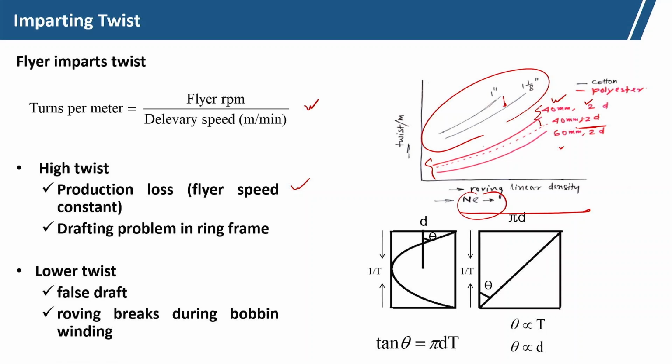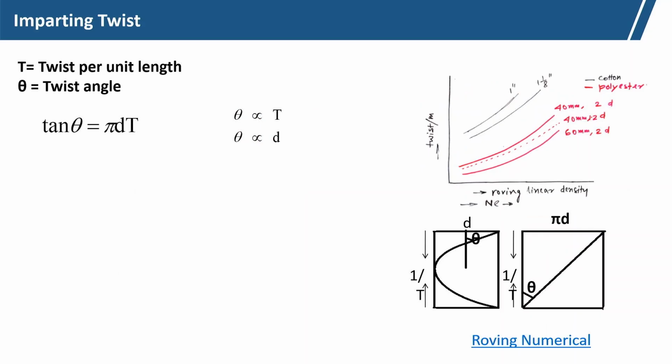Roving breaks during bobbin winding. So, during that it will break. So, we have to maintain the optimum twist. So, tan theta is pi d t, okay, theta is proportional to t and also proportional to d. As d increases, theta also increases.